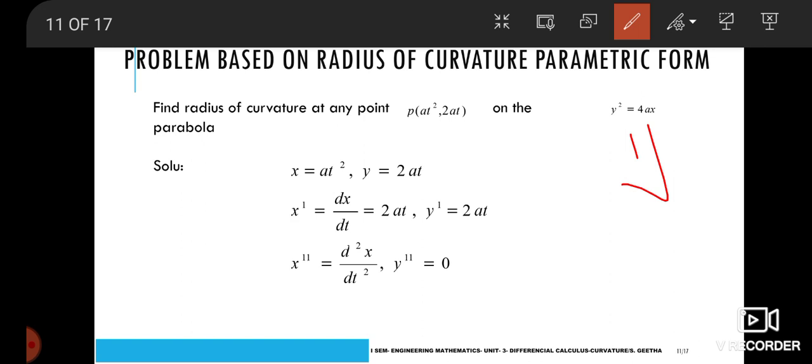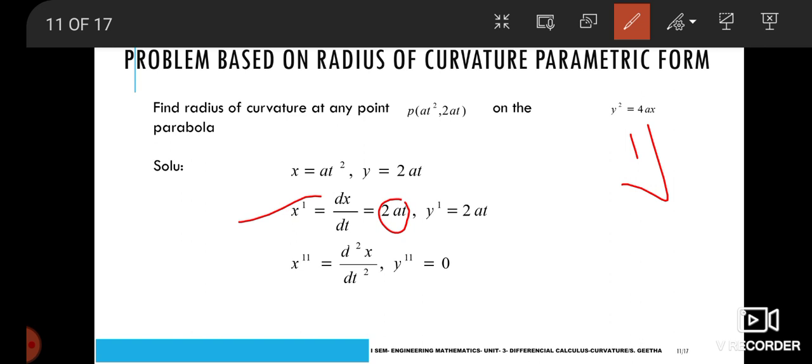Now we have to find x dash, x double dash, y dash, y double dash. Here x and y are dependent variables, t is the independent variable. So we have to find dx by dt, differentiating with respect to t. So we get 2at. Then we differentiate 2at with respect to t again, and we get 2a.